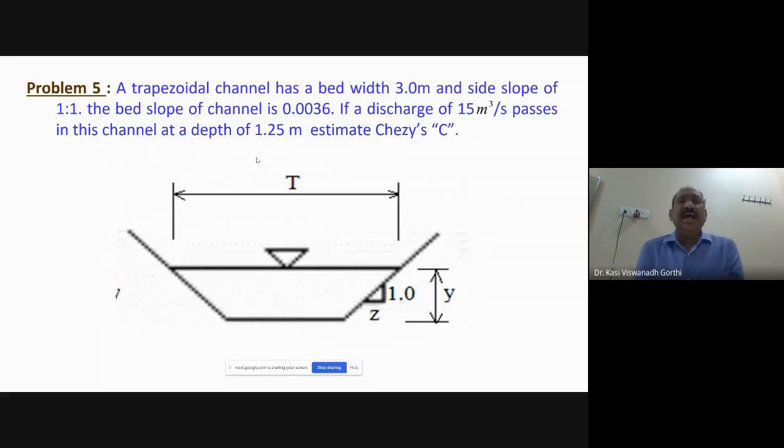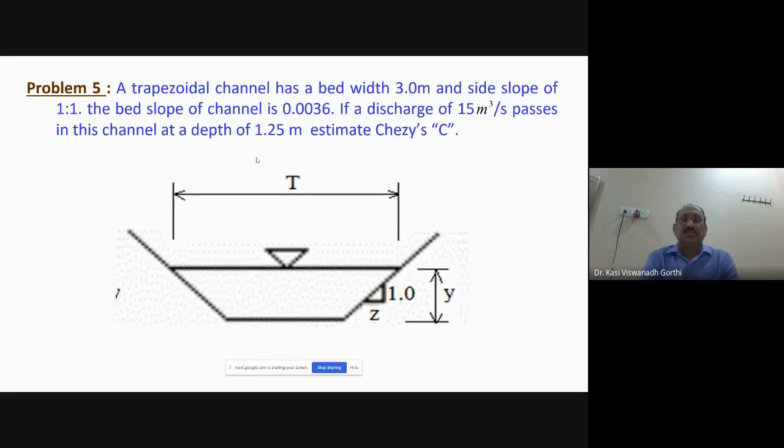Next problem. A trapezoidal channel has a bed width of 3 meters, side slope of 1:1. So once again, the details are given. Bed slope 0.0036. Three things are given here. Trapezoidal channel, point number 1. Bed width 3 meters, B is equal to 3. Side slope is 1:1, so Z is equal to 1. And then longitudinal slope, bed slope, is given to be 0.0036. S is 0.0036. The discharge Q is 15 meter cube per second passing in this channel at a depth of 1.25 meters. So the depth of flow Y also is given. Estimate the Chezy's coefficient C. So make use of Chezy's formula.